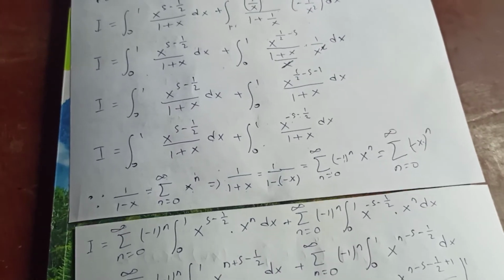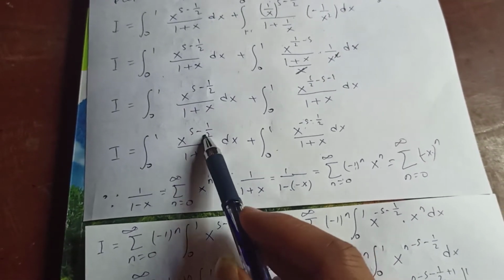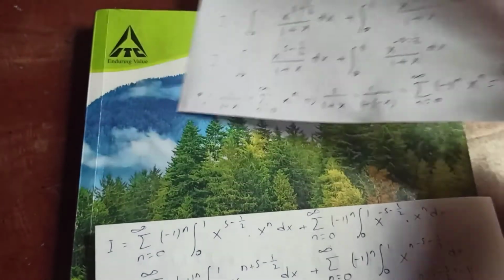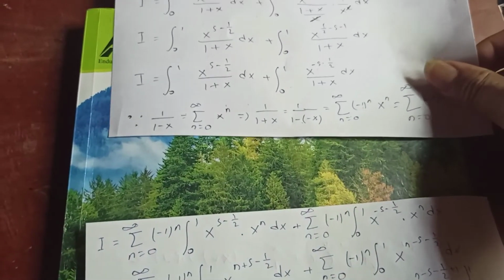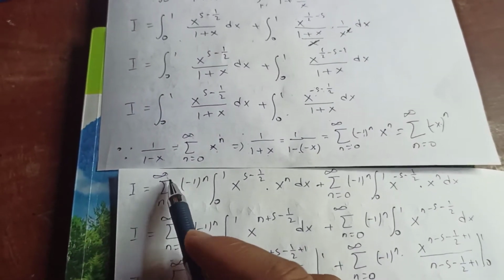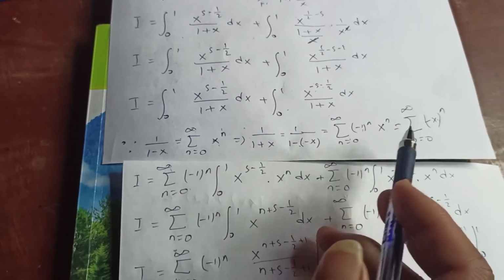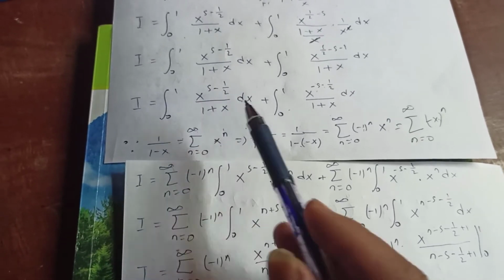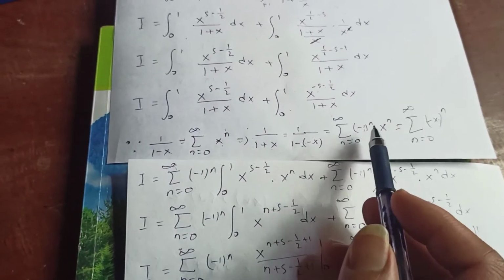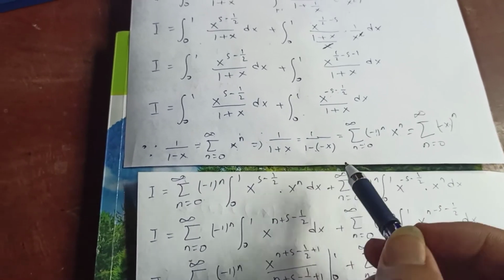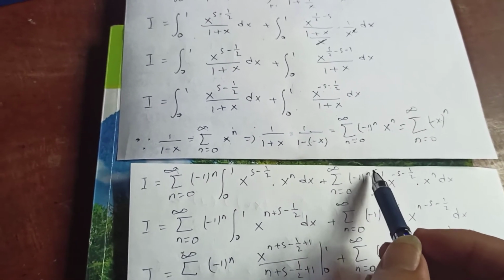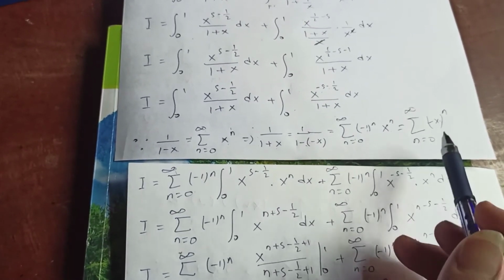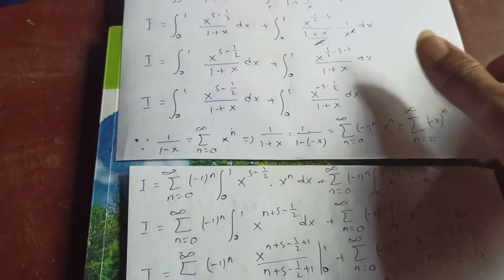Now here is the second part. Now I'm going to replace 1 over 1 plus x, in both terms, with this summation. Then what do you get? Wait here. I is equal to the sum from n equal 0 to infinity of (-1)^n, interchanging sum and integral, the integral from 0 to 1 of x^(s-1/2) times x^n dx, plus the sum from n equal 0 to infinity of (-1)^n, the integral from 0 to 1 of x^(-s-1/2) times x^n dx.